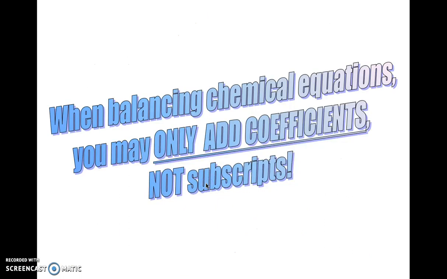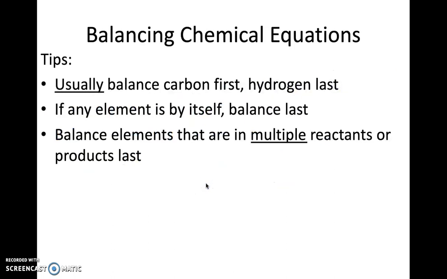When balancing chemical equations, you may only add coefficients. You cannot add subscripts. We do that first when we're crisscrossing charges, and then we go and we balance with the coefficients. So some tips for balancing chemical equations. We usually balance carbon first and hydrogen last. Any elements that are all by themselves, meaning they're not bonded to anything, you want to balance them last because those are easy to change. You're going to balance the elements that are in multiple reactants or products last.